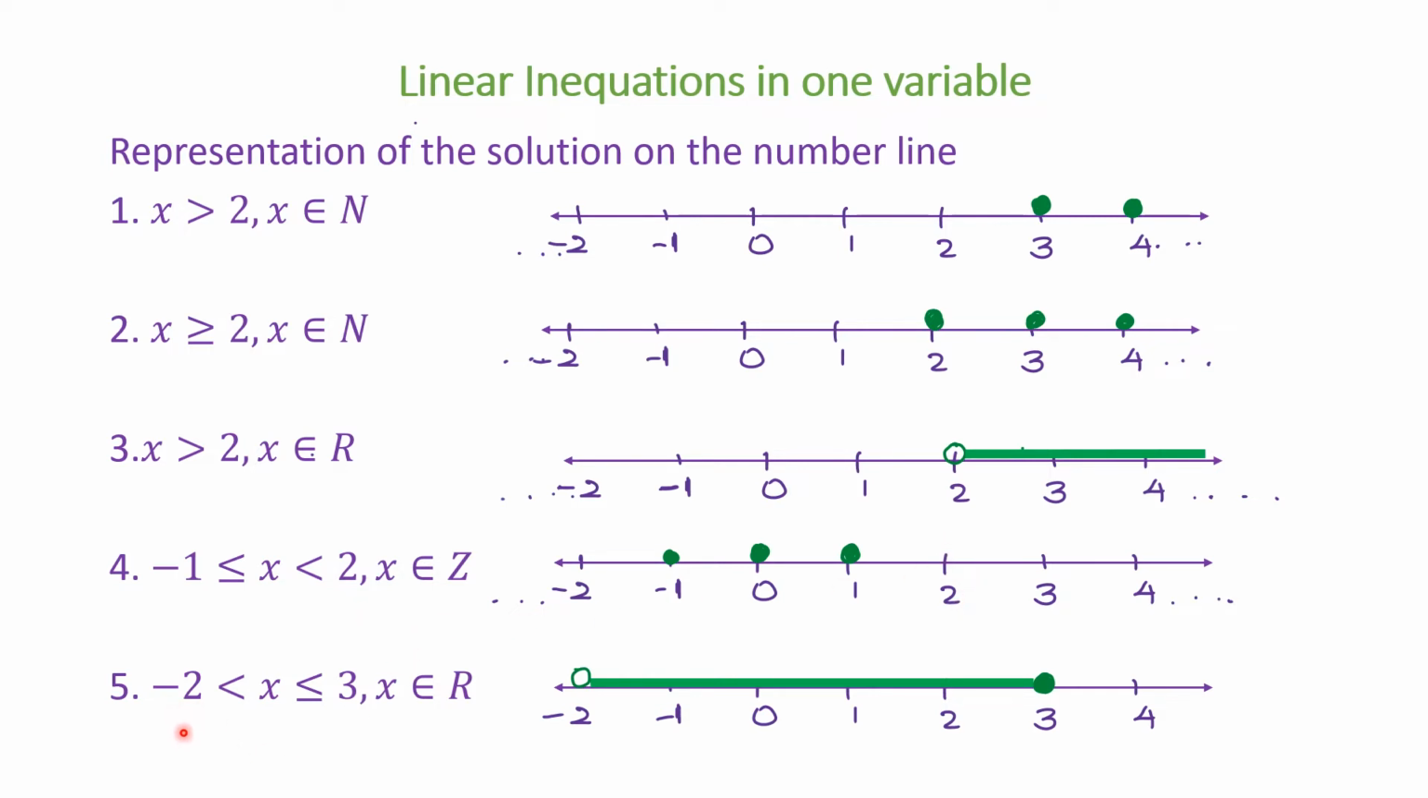Now look at this one, that is minus 2 is less than x is less than or equal to 3. Because x belongs to R, all the values in between have to be included, and therefore you are taking a dark line like this. Because there is no equal to sign over here, minus 2 is a hollow circle, and because x is less than or equal to 3, therefore your 3 is going to be a dark circle. Now these are just a few examples that I have explained. Let us look at individual questions and solve them, and then see how we represent that on the number line.